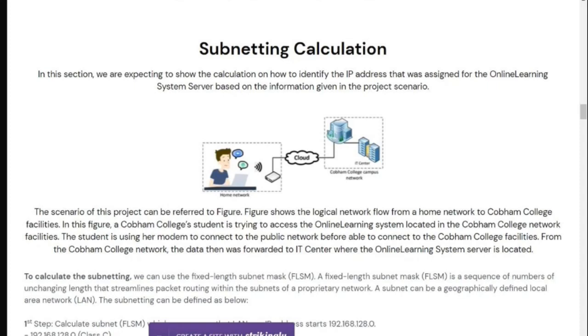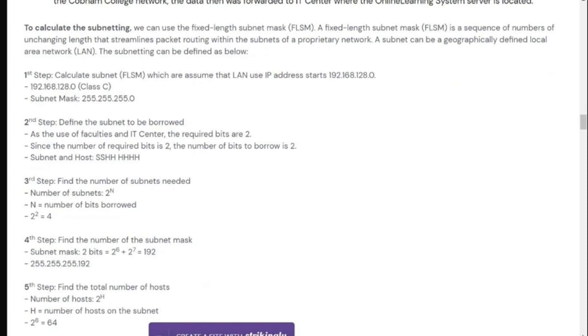To calculate the subnetting, we can use the fixed length subnet mask, which is FLSM. FLSM is a sequence of numbers of unchanging length that streamlines packet routing within the subnets of a proprietary network. A subnet can be a geographically defined local area network, which is LAN. The subnetting can be defined as below.